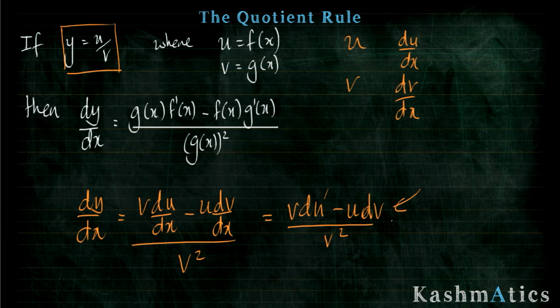So v du take away u dv over v squared, and you've got to remember to have the v there to begin with and the v squared on the bottom. The reason for that is the order is crucial here. Because the quotient is a division and the order of division is important, the order of the rule is important as well. So please bear that in mind. Anyway, I'll go through some examples and you'll see how to use it.